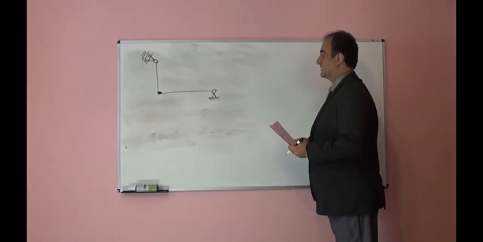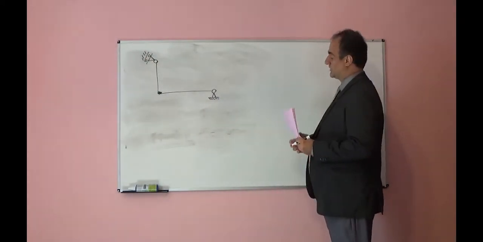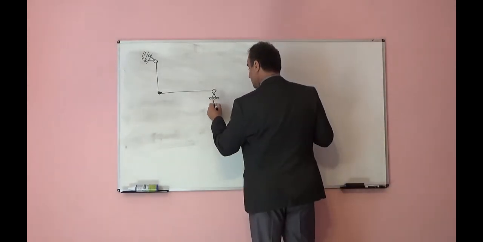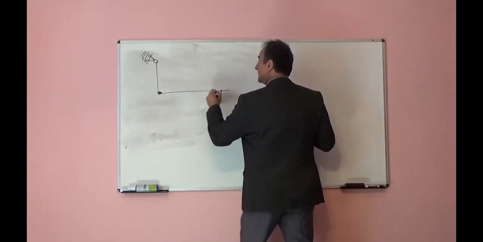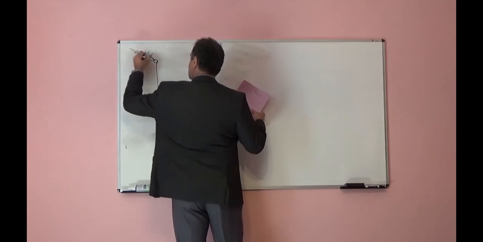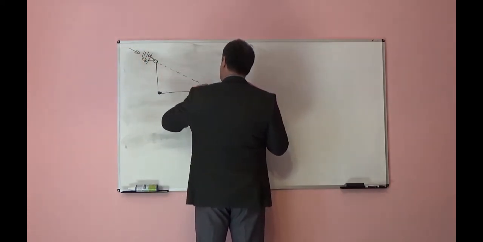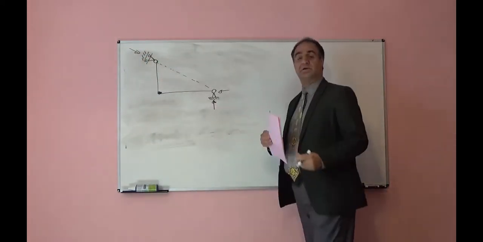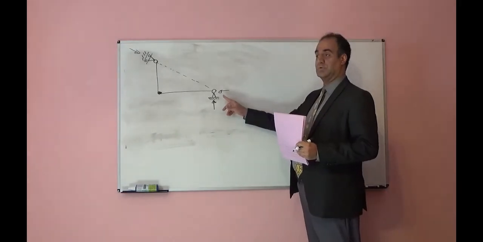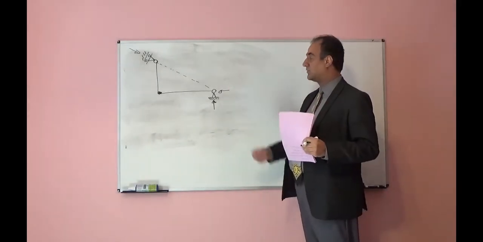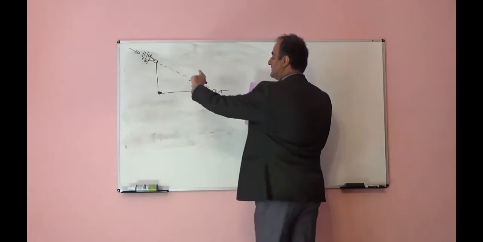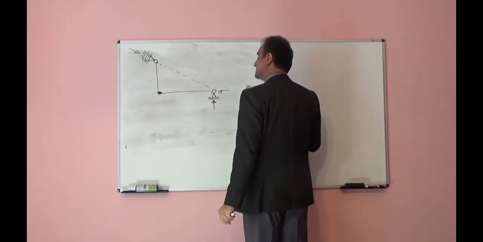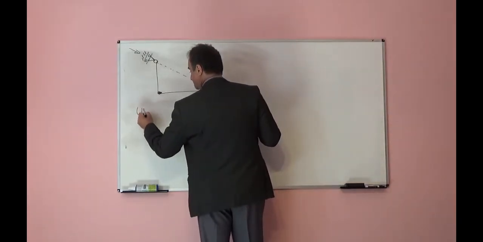First we want to see if this system is stable or unstable. Here we have 2 reactions, here we have 1 reaction. But if you continue these reactions, all of them are concurrent at one point. They reach each other at one point. So this system can rotate. So it is unstable.